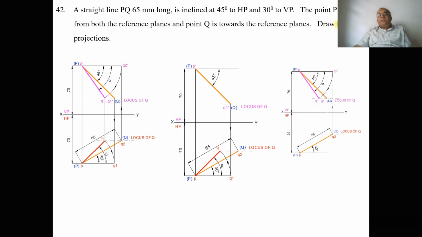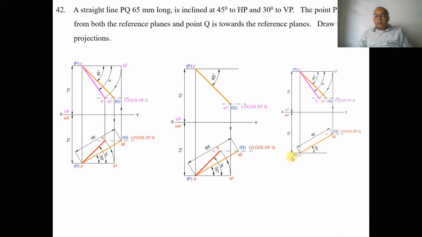Now we need to find out the front view. To find the front view, we need to take the top view true length. To take the top view true length, we can see here we have PQ2. So this is the capital P and capital Q. It is given in the problem that PQ, 65 mm long, is inclined at 30 degrees to VP.